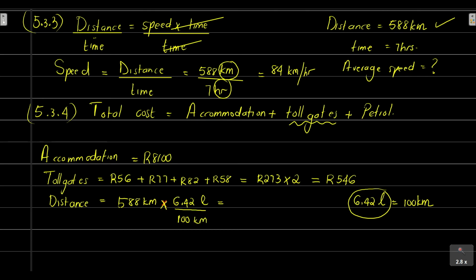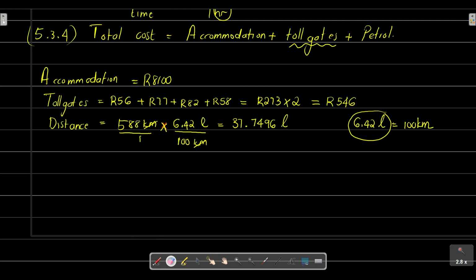What you also notice by doing that is that the kilometers and the kilometers will cancel. Whatever answer you get is telling you how many liters of petrol you will use for traveling 588 kilometers. So you'll get 37.7496 liters of petrol. They will need 37.7496 liters of petrol to get them to Nkomazana. So we've determined how many liters of petrol they will need for this trip.